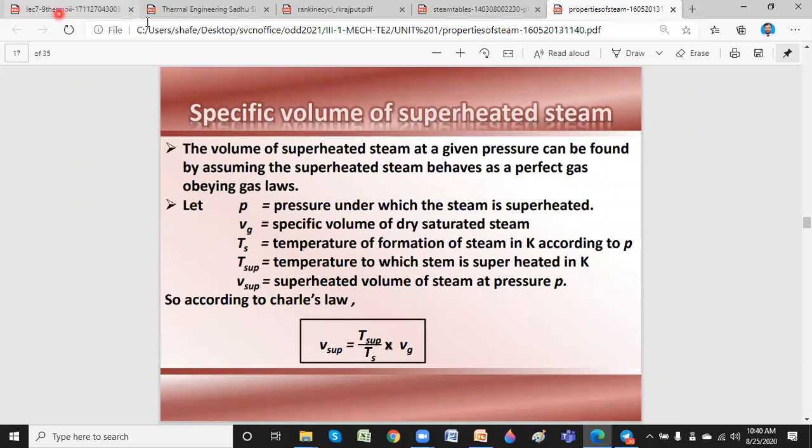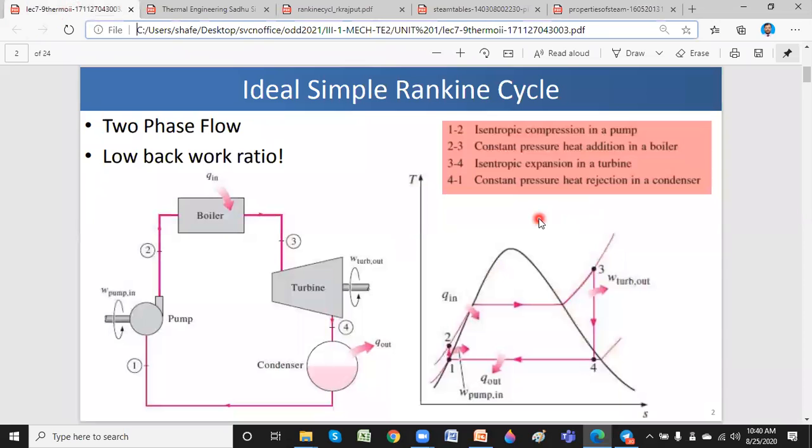Now we'll go for the first thing, that is the basic Rankine cycle. From here your exact problem starts. Now observe this particular diagram here, and prior to this Rankine cycle, you have the Carnot cycle.